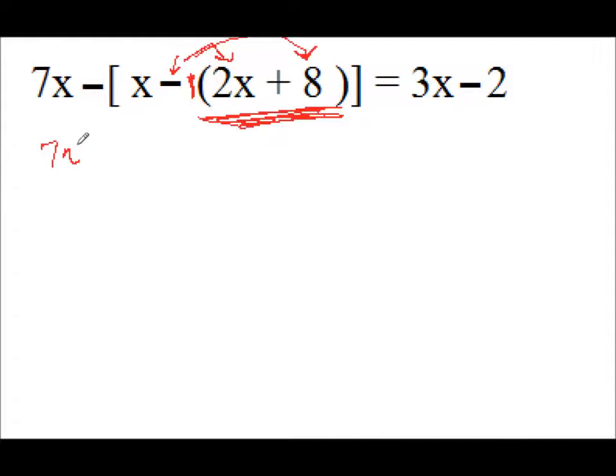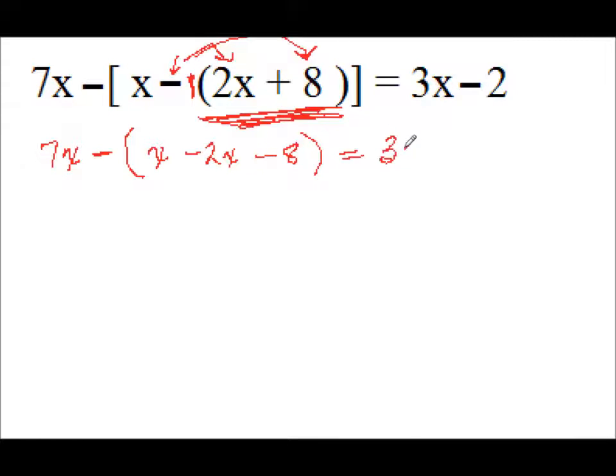I get 7x minus, and now I'm going to replace this bracket with a parentheses because it'll be the only one left. x. Now -1 times 2 is -2, and that was an x. -2x. Negative times positive is -8. Close parentheses. Now see, the difference between this line and this line is that I've gotten rid of that inside parentheses, and look how the signs changed.